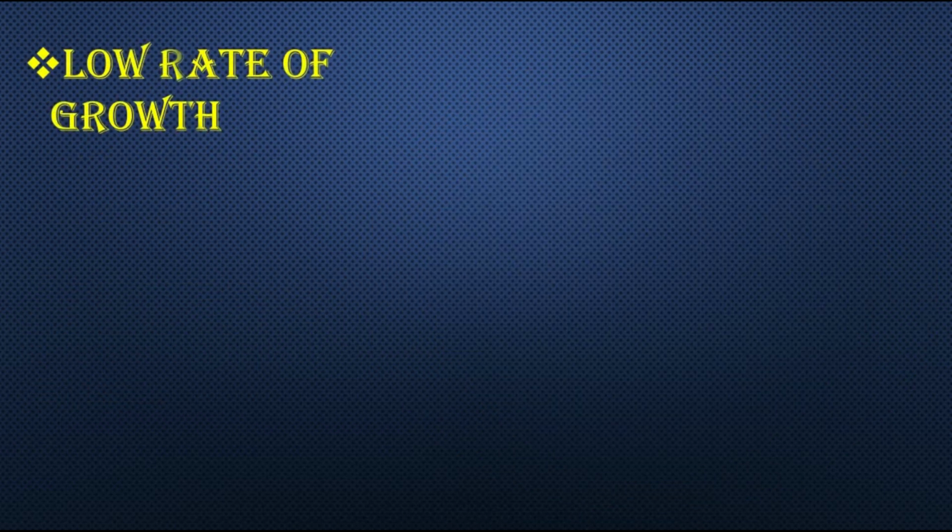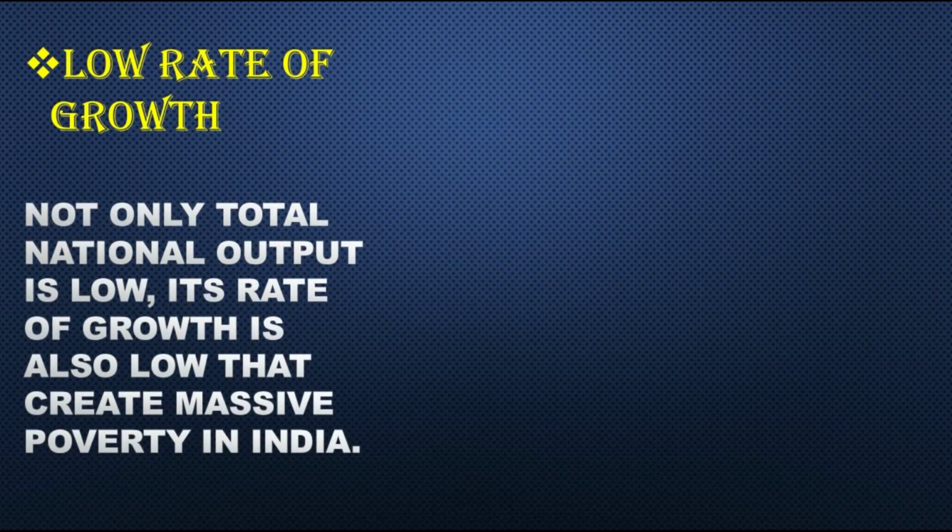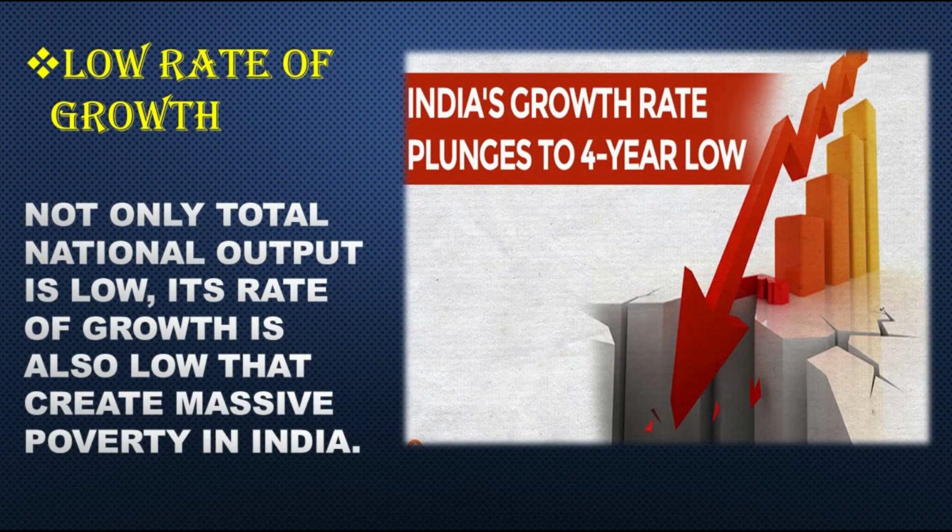The second one, low rate of growth. Not only is total national output low, its rate of growth is also low. During the entire plan period, national output has increased at an average rate of 4% per annum. Due to population growth at around 2%, our per capita income has grown at an average rate of a little over 2% per annum during the entire plan period, and this creates massive poverty in India.